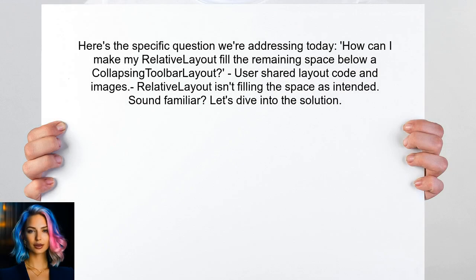Here's the specific question we're addressing today. One user asked, how can I make my relative layout fill the remaining space below a collapsing toolbar layout? They shared their layout code and images, showing how the relative layout isn't filling the space as intended. Sound familiar? Let's dive into the solution.